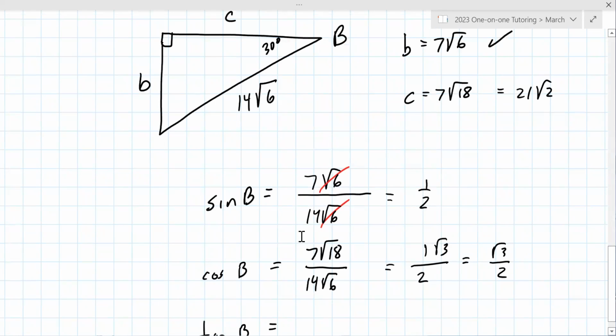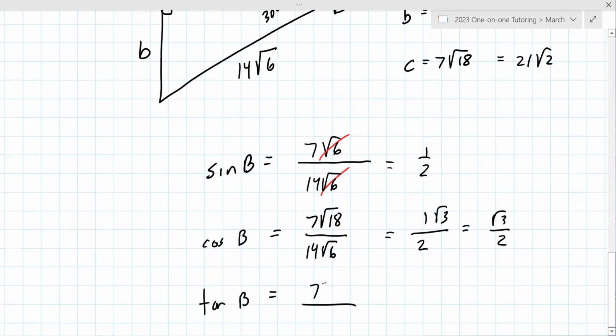All right, so then that one will be opposite over adjacent, which will be 7 square root 6 over 7 square root 18, which will just be 1/3. Try again. 1/3, right? Wait, no, hold on. Well, it's 1/3, but it's inside the square root, yeah, square root.